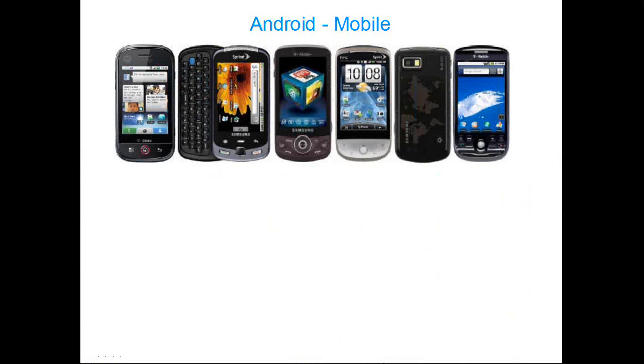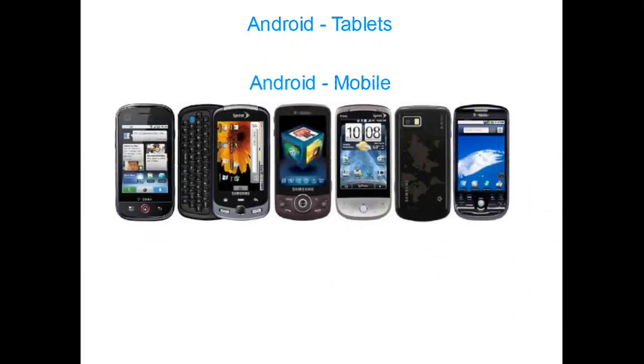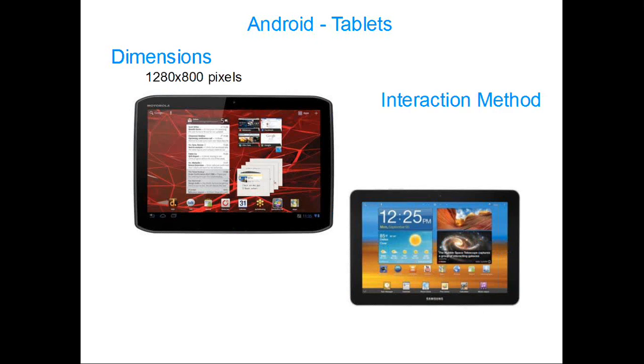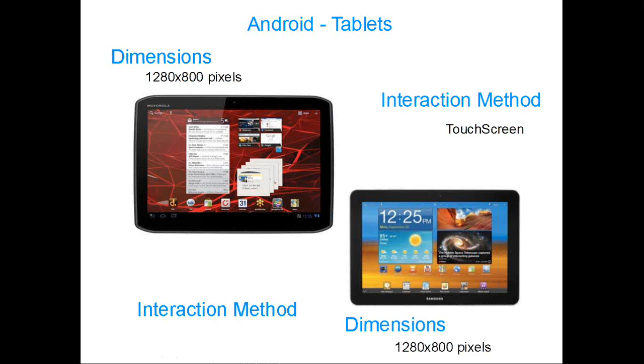Then we have Android tablets. So we have a lot of Android tablets available in the market these days, but basically Motorola Zoom and Samsung Galaxy Tab are the upcoming ones and the most sold. So Motorola Zoom again has a dimension of 1280 by 800 pixels. We don't have the PPI for this. I mean, I don't have the information of that. The interaction is touchscreen. Dimension for Samsung is 1280 by 800 pixels and interaction method is touchscreen.